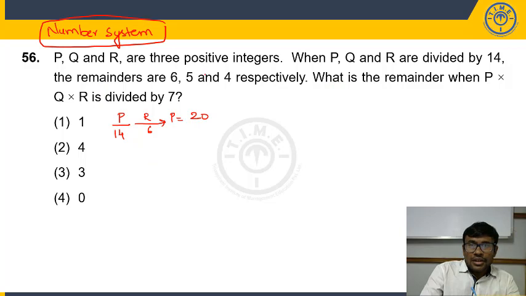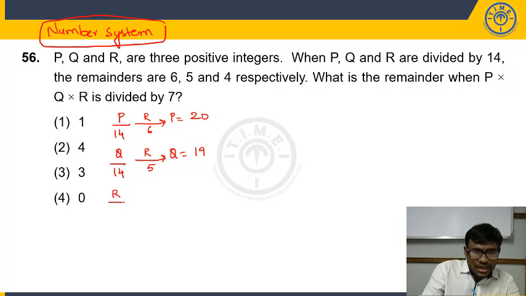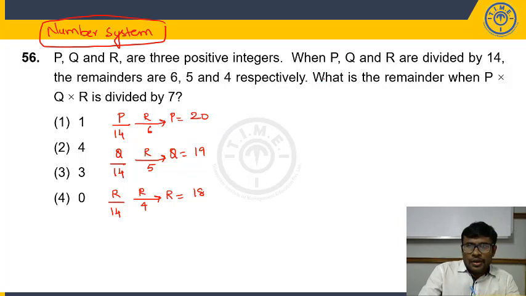And when Q is divided by 14, the remainder is given as 5. So what could be the least value of Q? That is 19. And R divided by 14, the remainder is 4. So what could be the least value of R? 18. Now, what is the remainder when PQR is divided by 7?